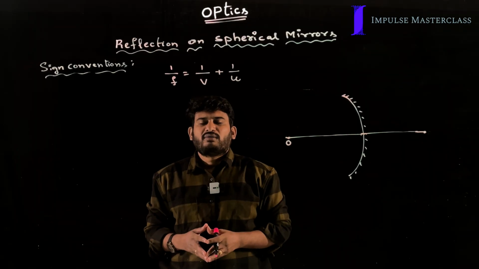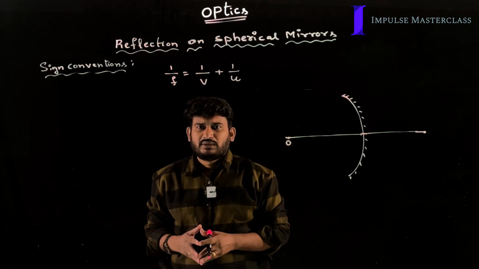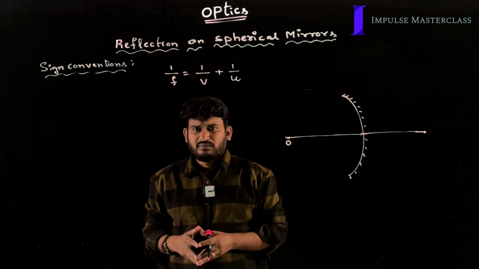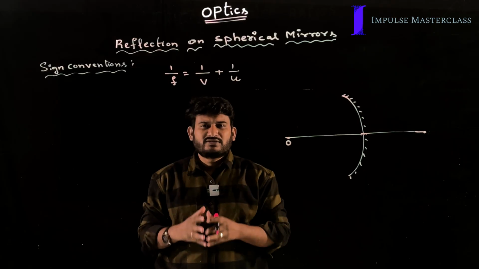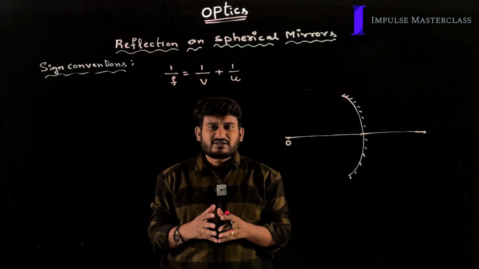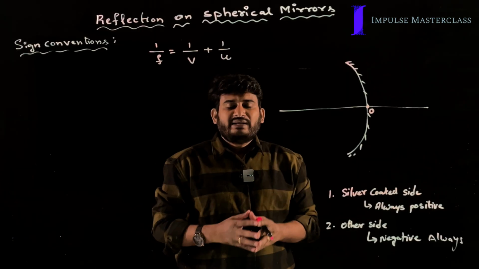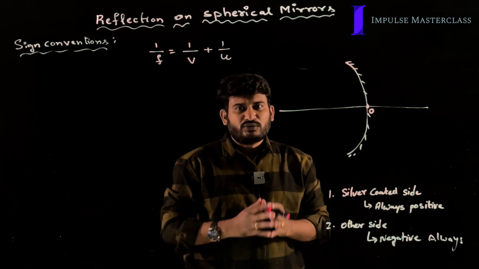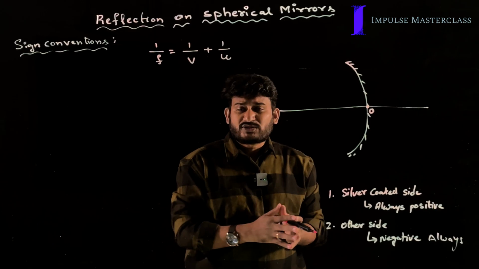We know that 1 by f is equal to 1 by v plus 1 by u. I have a question for you. Are all these quantities positive or negative? Actually it depends on the problem. In some cases those are positive, in some cases those are negative. Now we are going to discuss in what cases those are positive and negative by using sign convention. In sign conventions we have two zones. One is a positive zone, another one is a negative zone. Which is positive, which is negative?